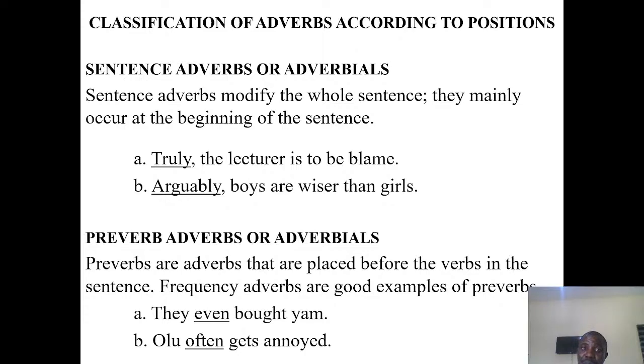But in terms of preverb, here are adverbs that are placed immediately before the verb they modify. For example, the even bought yam, even is a preverb adverb that modified the verb bought. Olu often get annoyed. Often is placed before get and it modified get, which is a verb. So any adverb that is placed before the verb and modifies such verb is a preverb adverb.